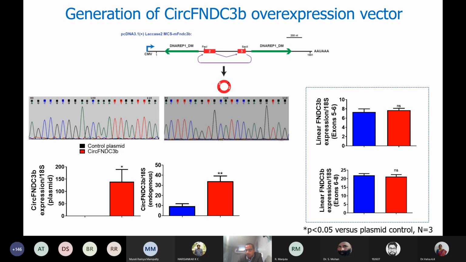And interestingly, overexpression of this circular RNA had no effect on the linear RNA. Our target was to increase only circular RNA levels, not the linear RNA levels. This experiment proves that we are only overexpressing the circles, not the linear RNA. It does not have any effect on the cognate gene. So that is what was achieved in this particular experiment.